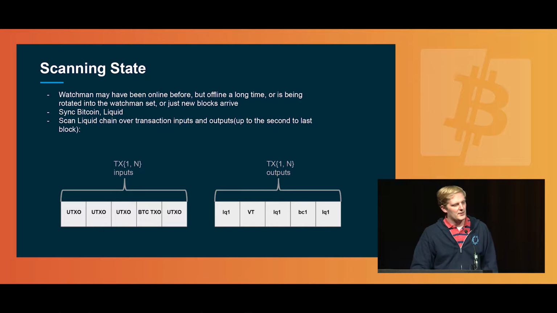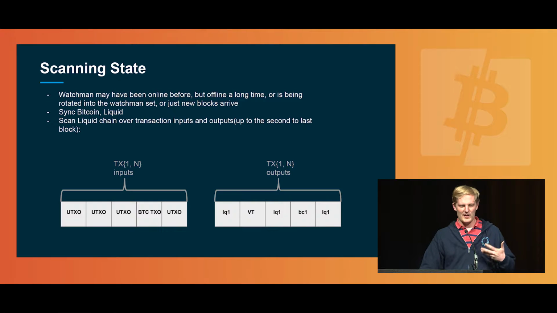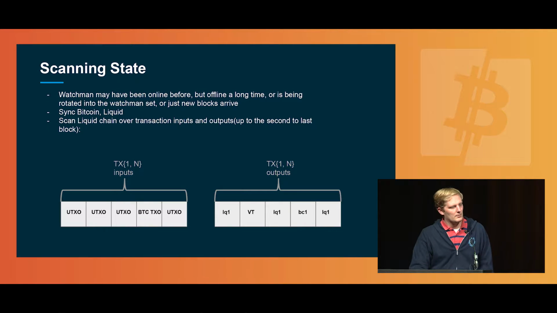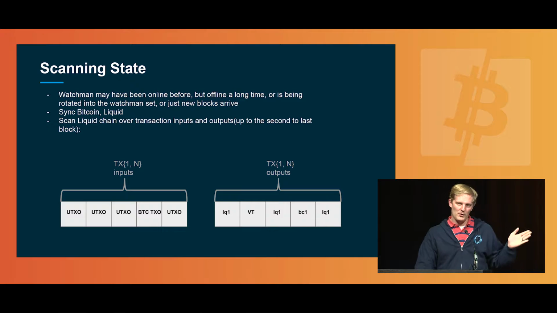So first is scanning state. It helps me to imagine that you're the Watchman, coming online after a long time of downtime. You had hard drive corruption, or maybe it's your first time on. You sync your Bitcoin up to tip from wherever it was, you sync your Liquid up to tip from wherever it was, and then you start to scan your Liquid chain from wherever you previously ended. You start scanning through all the blocks, all the inputs and outputs, and it looks something like this.